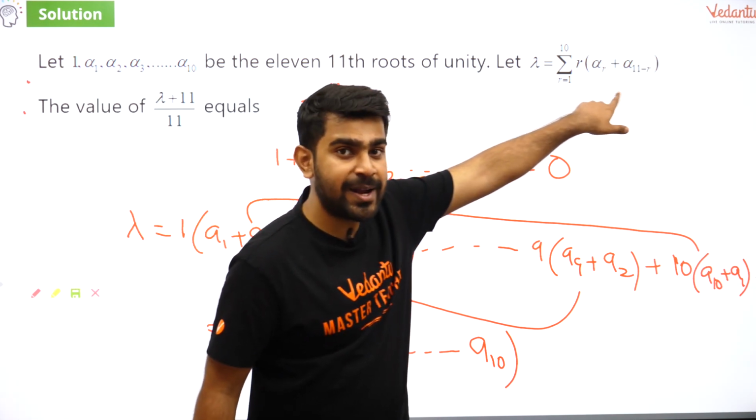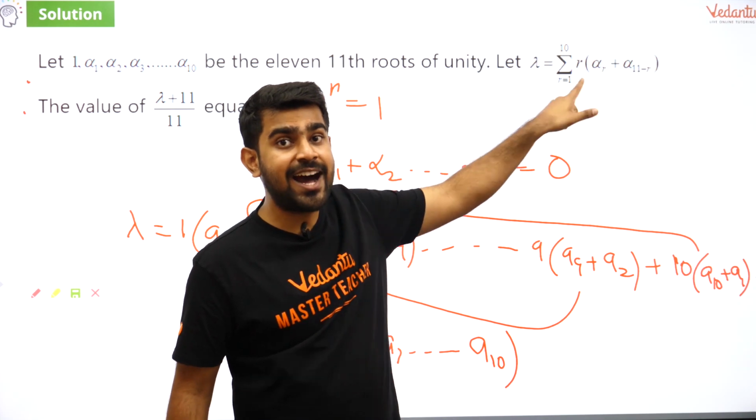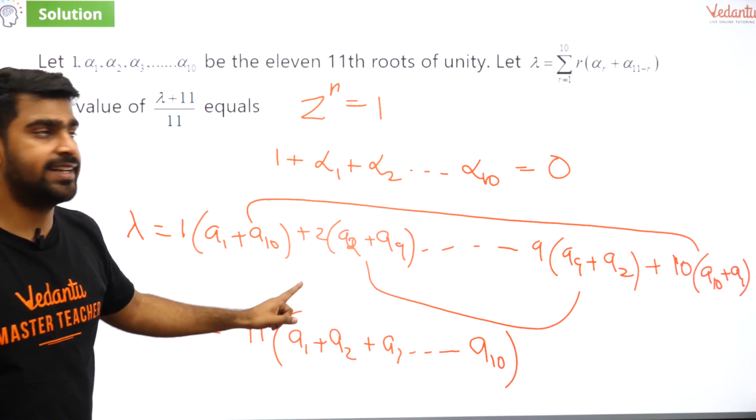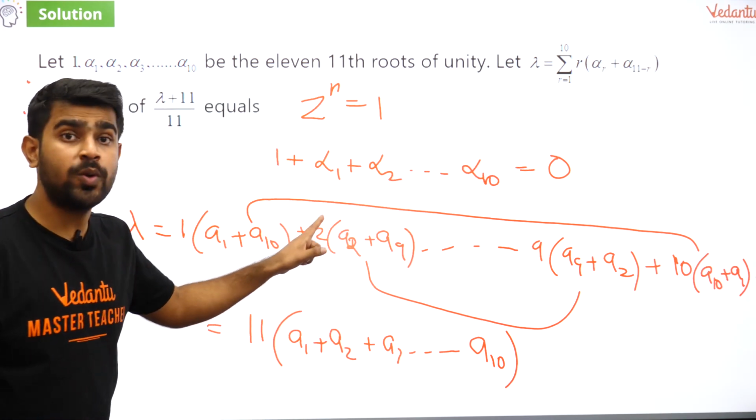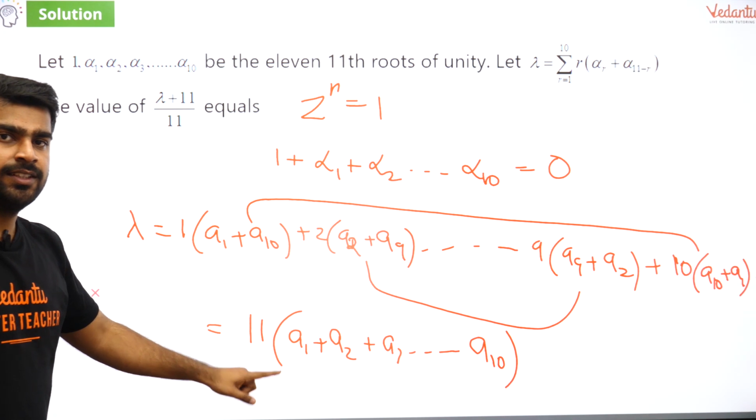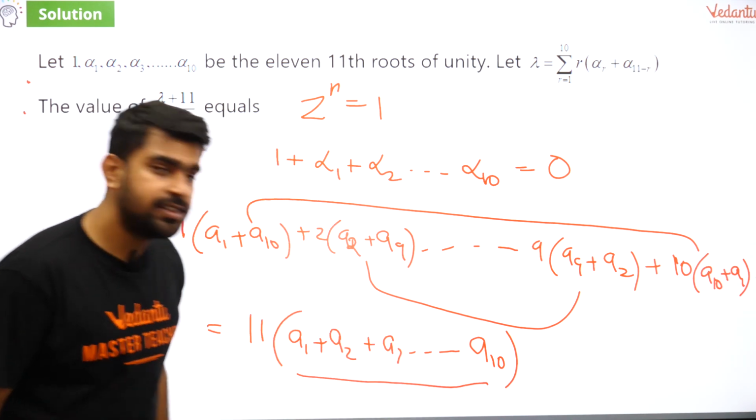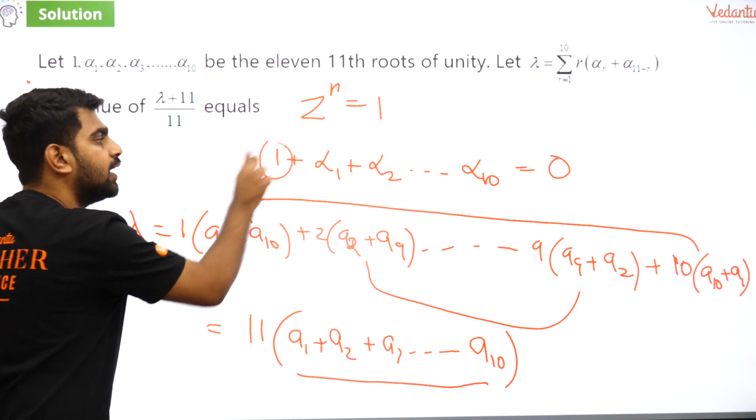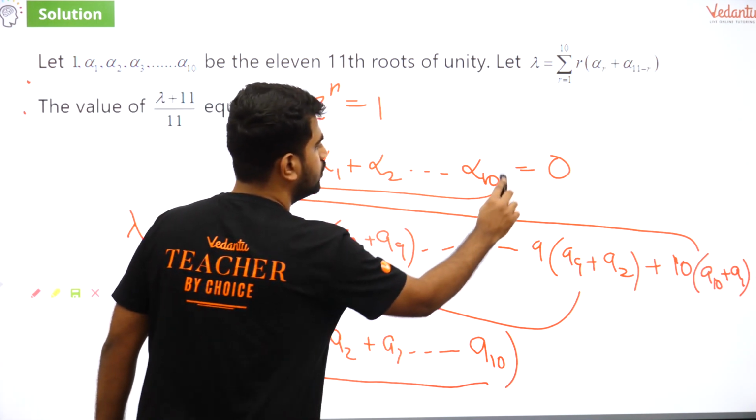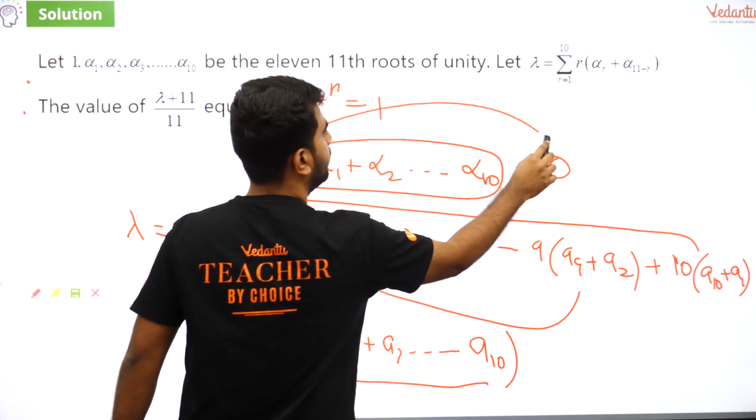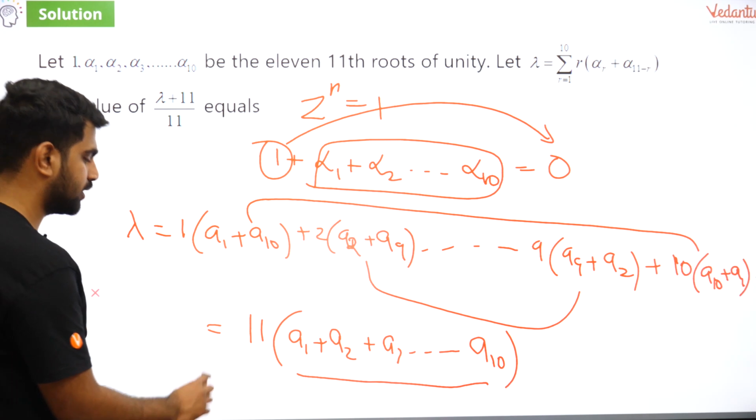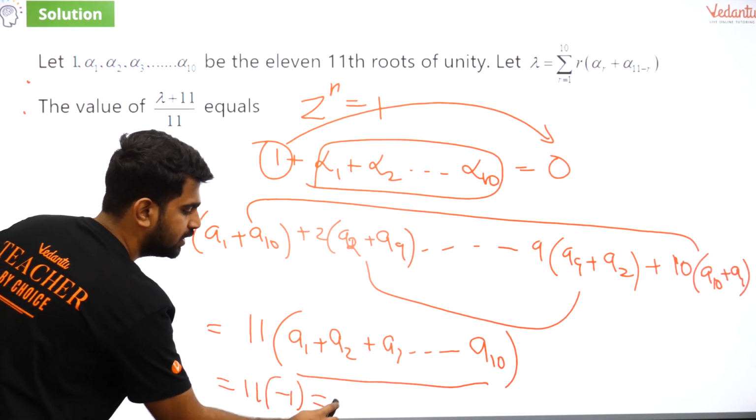I just expanded what is lambda. Lambda is r times (alpha r plus alpha 11 minus r). When r is 1, it is going to be 1 into (alpha 1 plus alpha 10). When it is 2, it is going to be 2 into (alpha 2 plus alpha 9) and so on. When I sum all of it up, I will get something like this. But guys, wait a minute, don't tell me this is 0. This is not 0 because we have 1 as well. But is there a 1 here? No, 1 is missing over here. The sum of all the roots apart from 1 will be equal to minus 1. So this will be 11 into minus 1, which is minus 11.